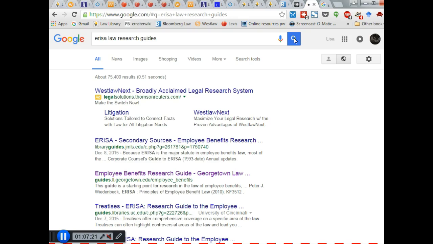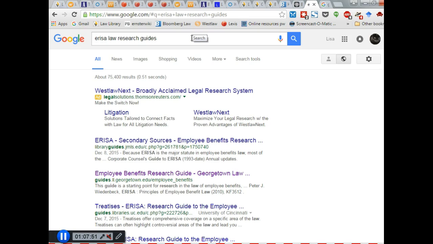The research guides may be a wonderful way for you to shortcut some of what I've been talking about today, and that is finding useful resources. The research guide does that for its subject. So I did a Google search, as you can see, ERISA law research guides. And I use the word law because ERISA might come up in other contexts like healthcare that don't have to do with the law, and of course, we want the law.